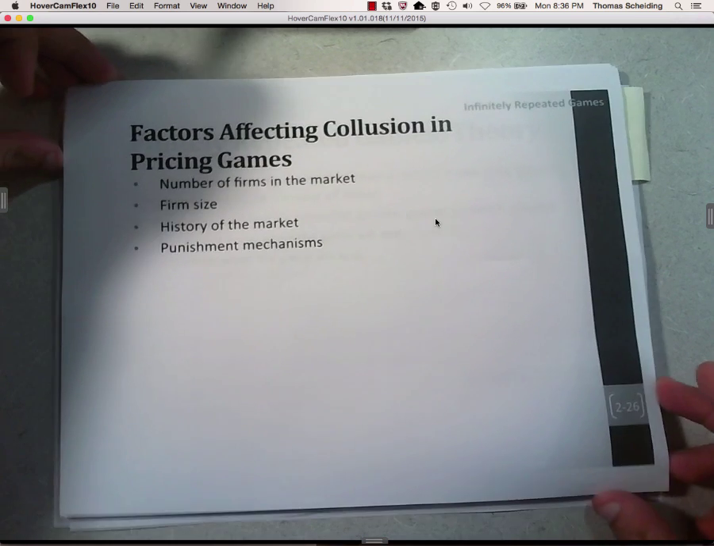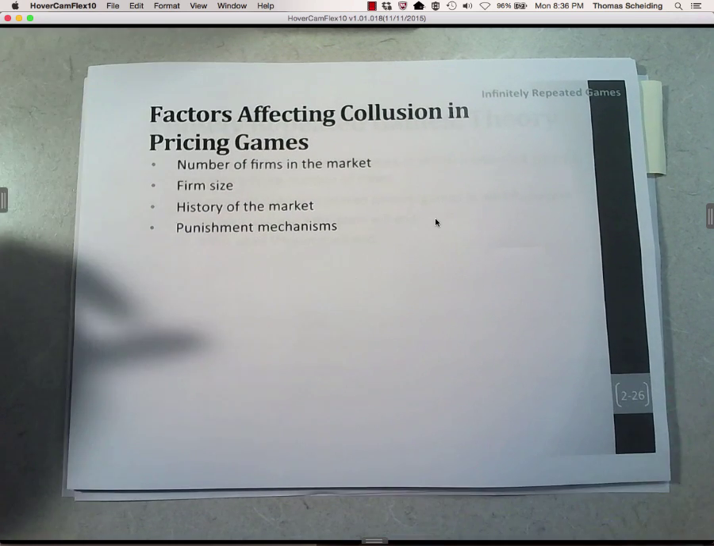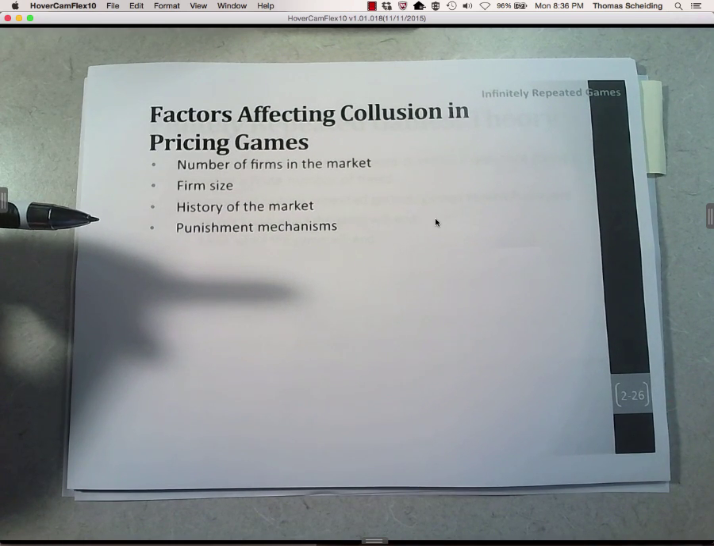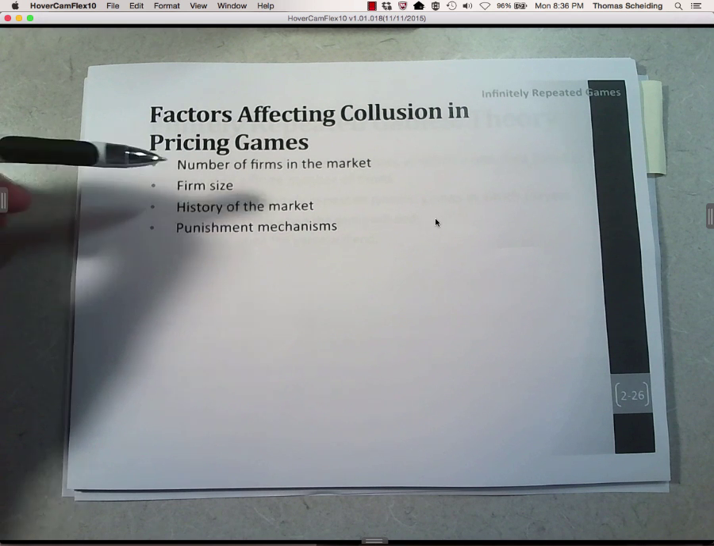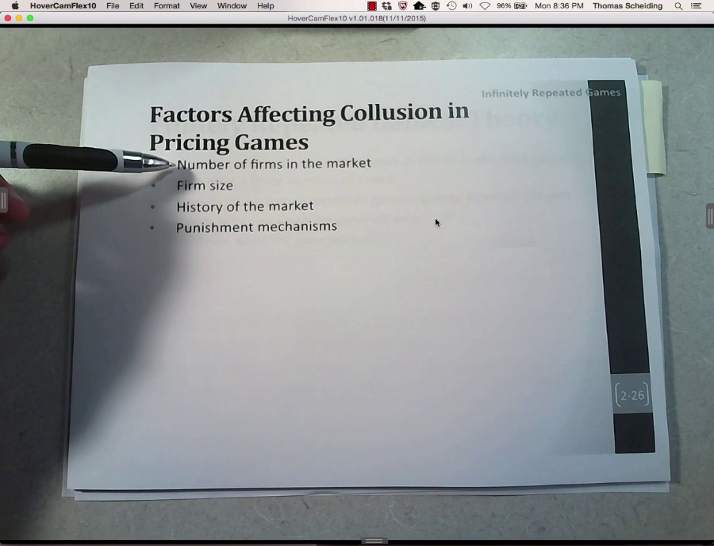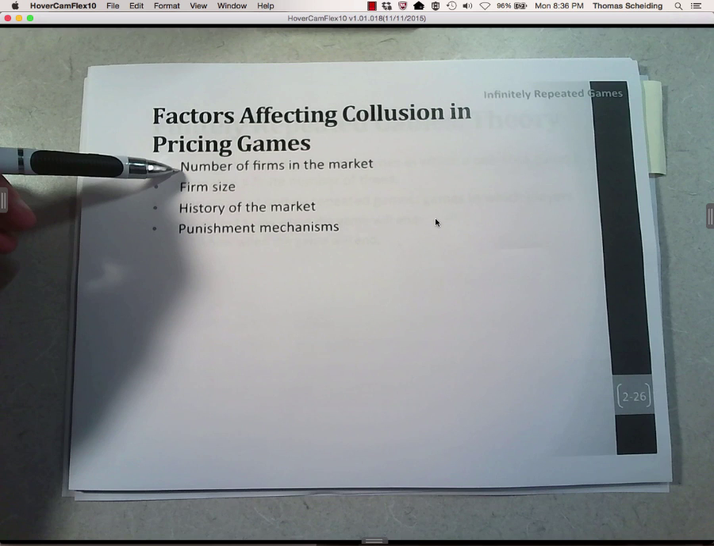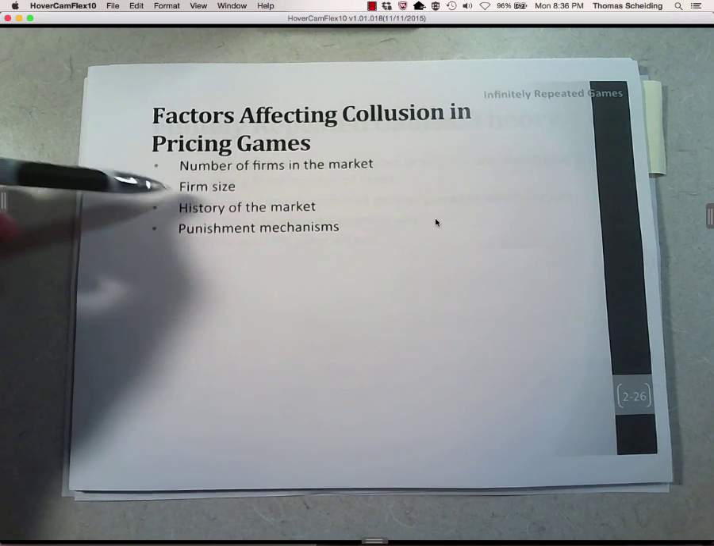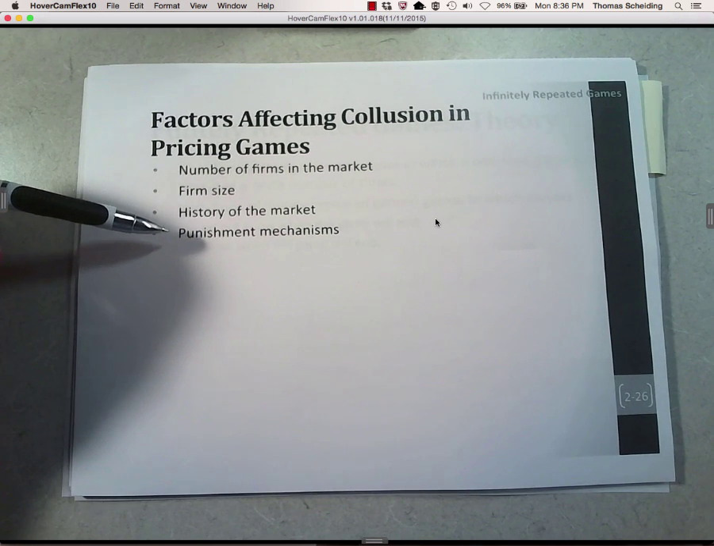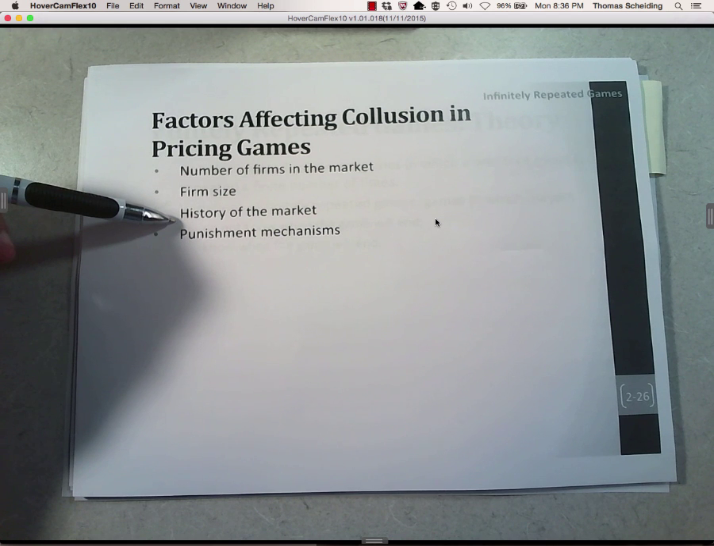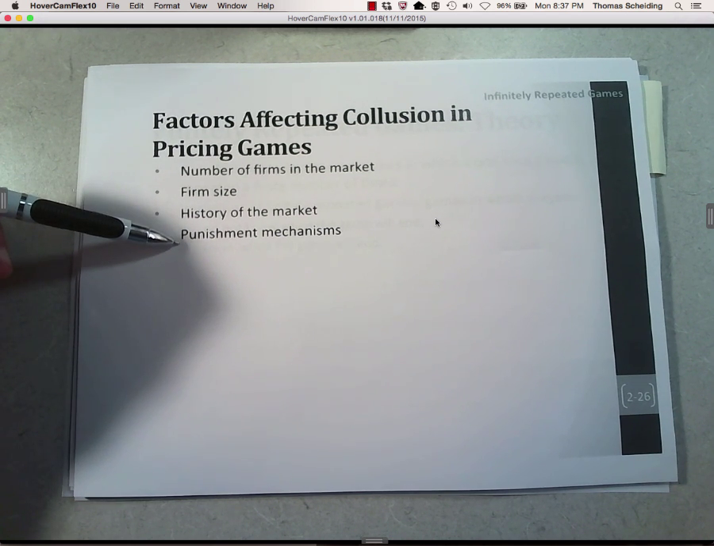So what would you as a manager have to be thinking about? When you're thinking about this collusionary behavior, you would need to be thinking about, in your oligopoly, how many firms are you competing with? What's the size of your firm? What's the price competitive structure? And how can I punish the players that do something different than what they intended?